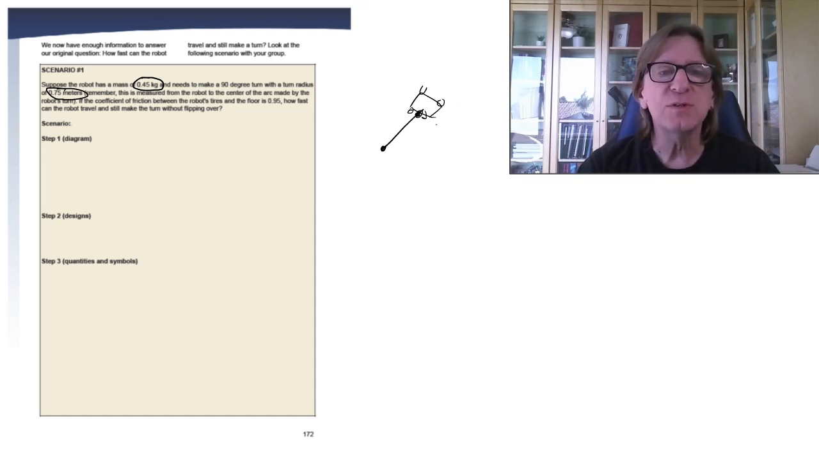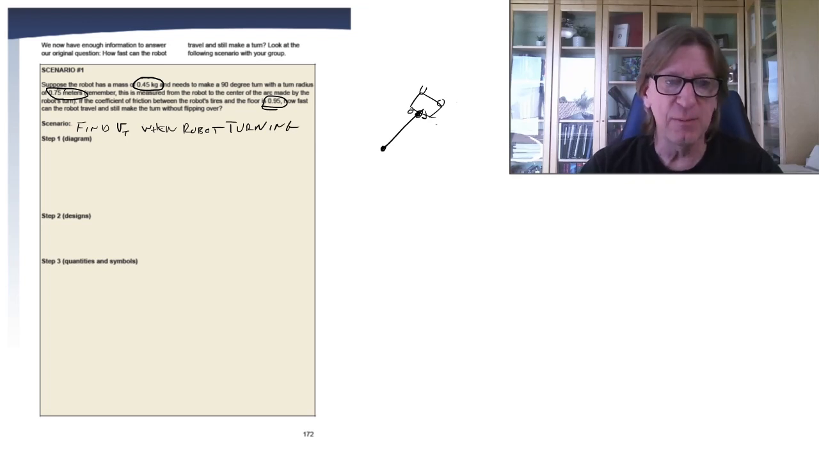All right, so the coefficient between the robot's tires and the floor is 0.95. We want to know how fast the robot can travel and still make the turn without flipping over. So if we're going to try to find how fast it's going, think about what we're actually looking for. We're looking for the along-track velocity. The magnitude of that is going to be its speed. So we're going to find the along-track, the tangential velocity when the robot is turning. And this is going to be the maximum that we can have.